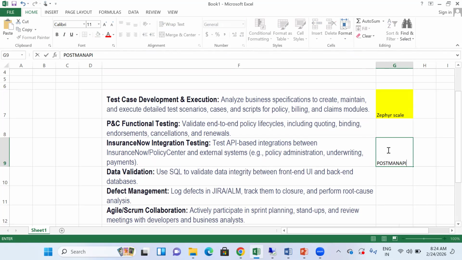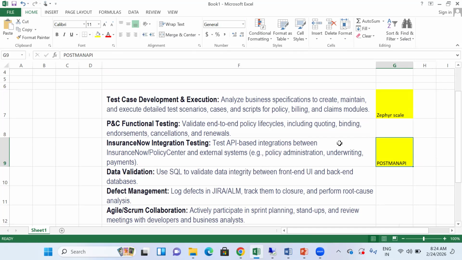Right, so we are using Postman API for integration testing. Postman API can be used for integration testing either with the Policy Center, with any external systems, or, let's say, if you want to connect with any ERP systems or CRM systems, any underwriting systems, or any external billing systems in the organization. For that, API testing is important.